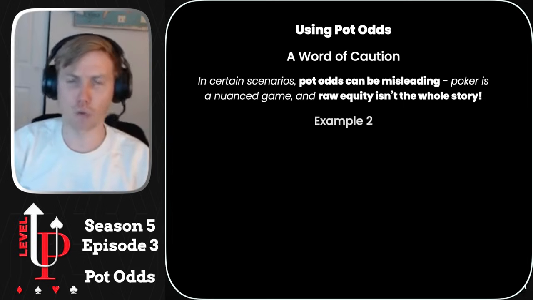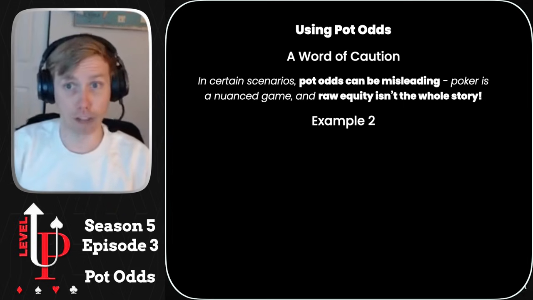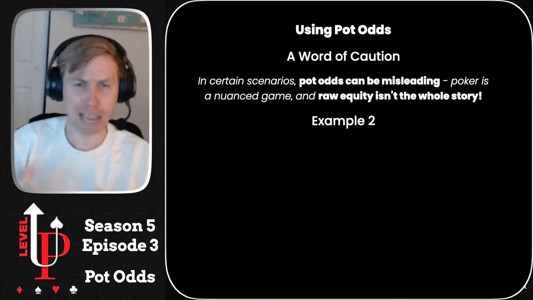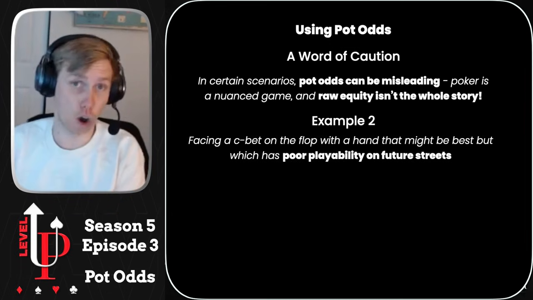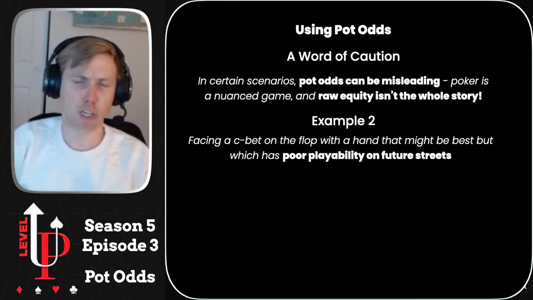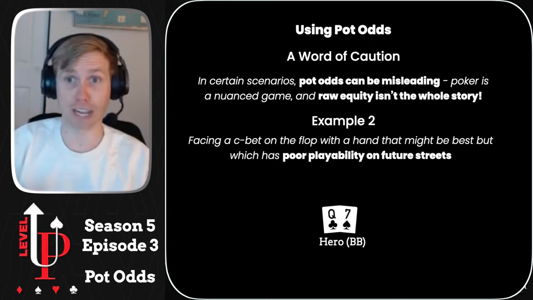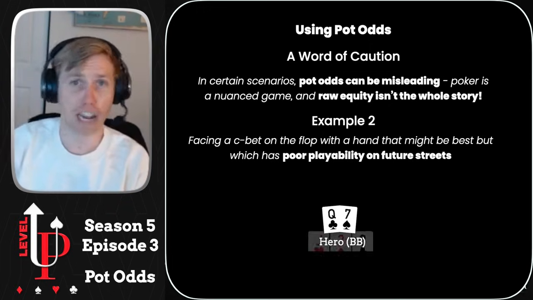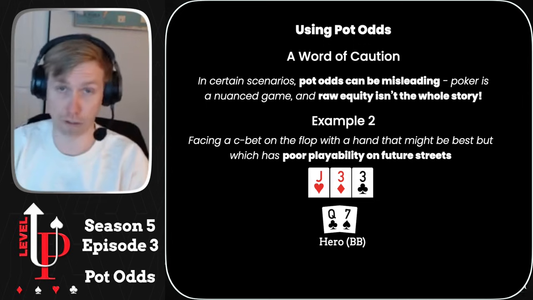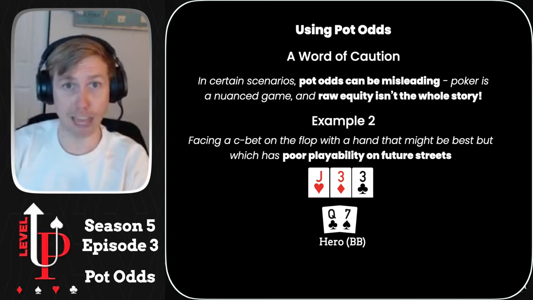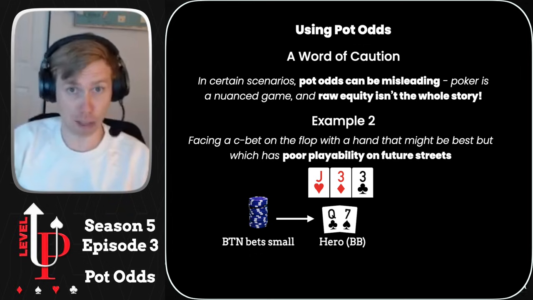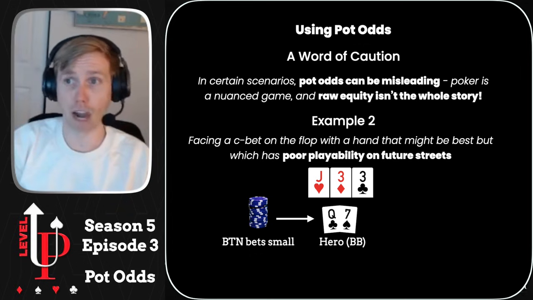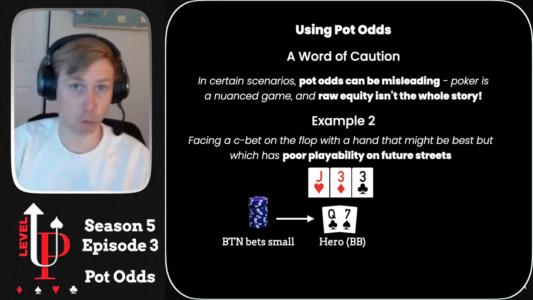Another example is when you're facing a c-bet on the flop with a hand that might be the best hand right now, but has really poor playability on future streets. An example of this might be in a tournament. Let's say you defend your big blind with queen 7 offsuit against the button, and the flop comes jack 3-3, rainbow, all different suits. You check to your opponent and they bet small. In this spot, you're going to be getting decent pot odds if they bet small. You might only need to win the pot 20-25% of the time to break even.